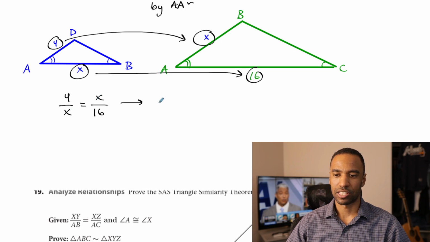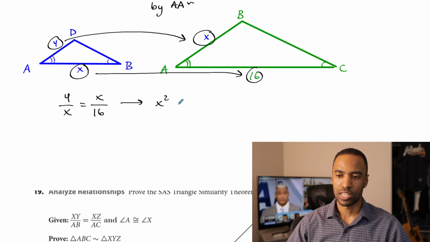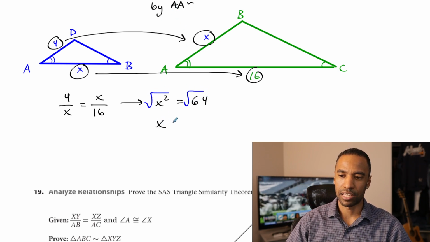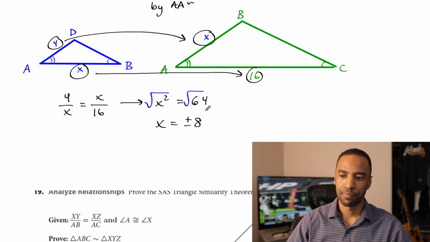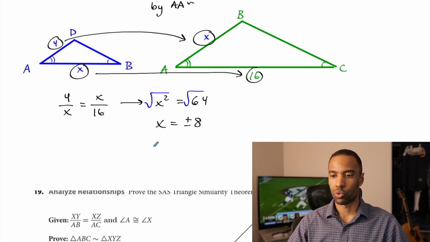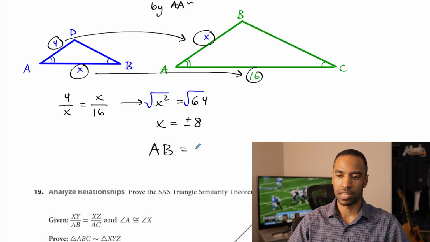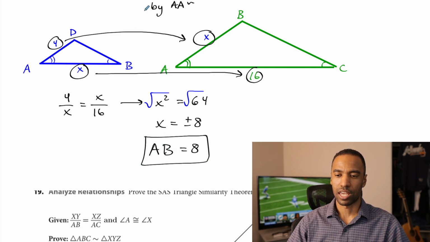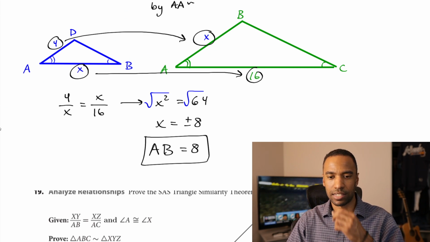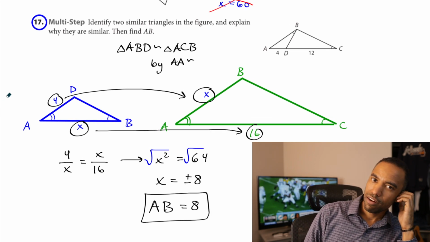Cross multiply. X times X is X squared. 16 times 4 is 64. If I take the square root of both sides here, I'm going to get X equals plus or minus 8. Lengths can only be positive. Distance can only be positive here, so we're just going to say the length of AB is just 8 there. Yes, AB is 8 in both of those guys right there. 8 and 8 with these two similar triangles. Kind of a tricky problem there.